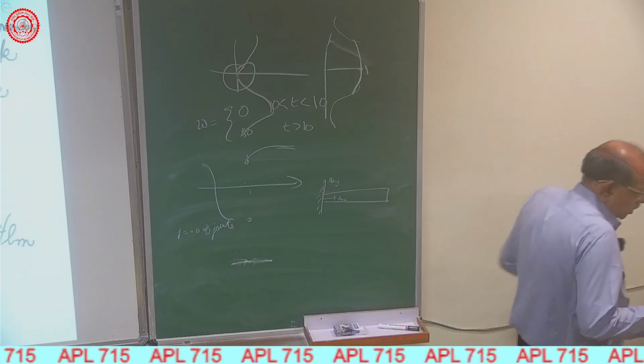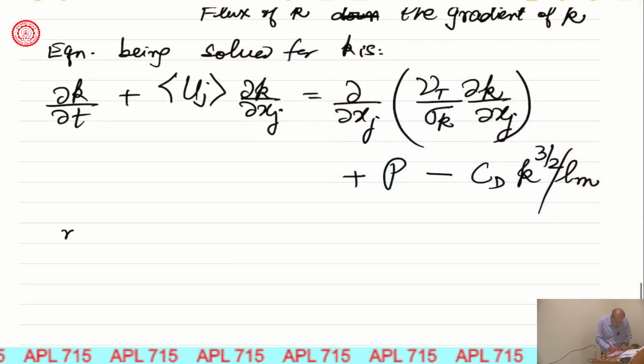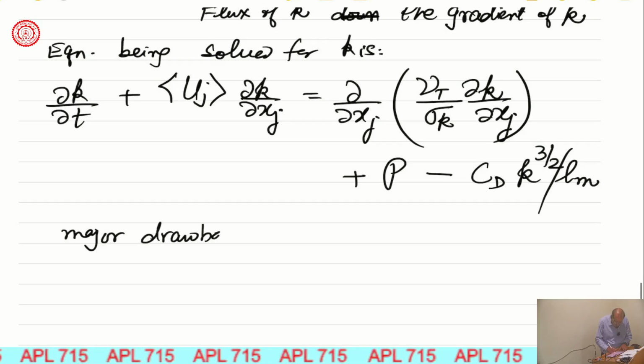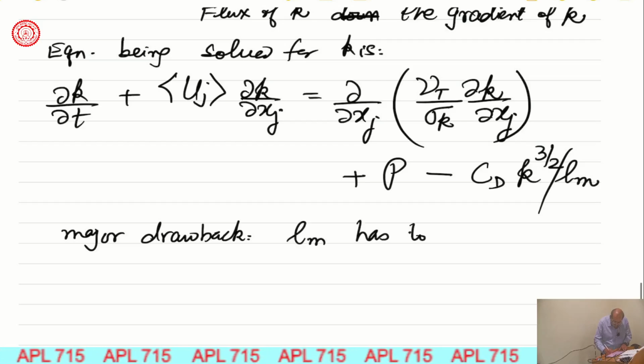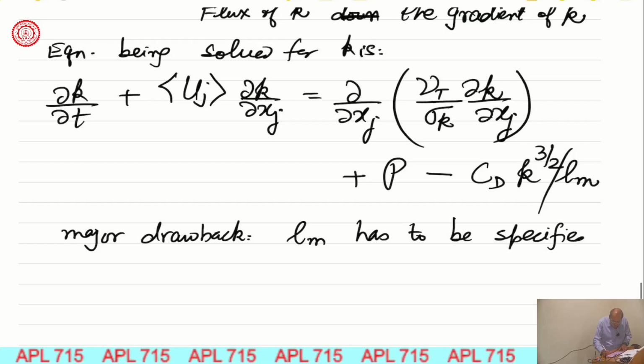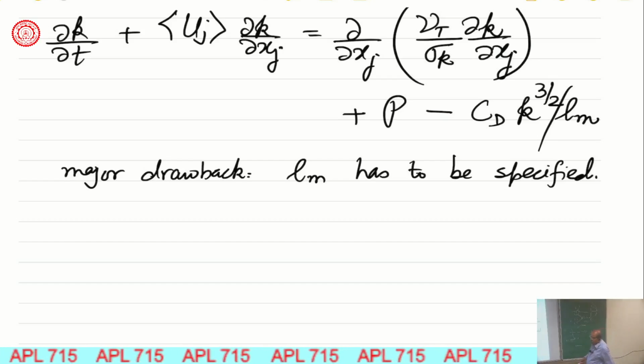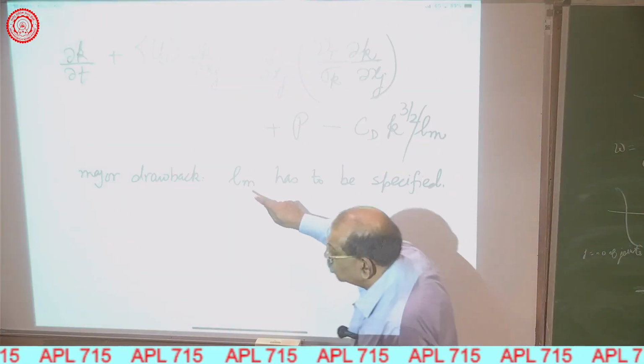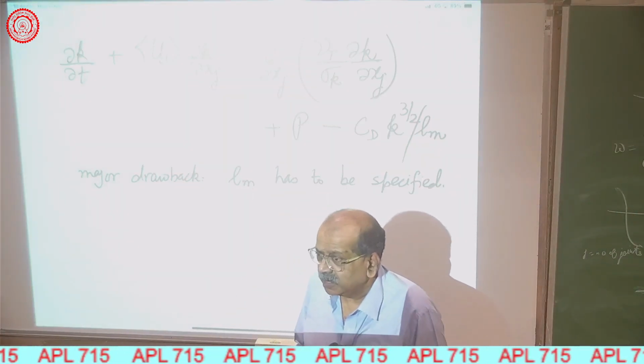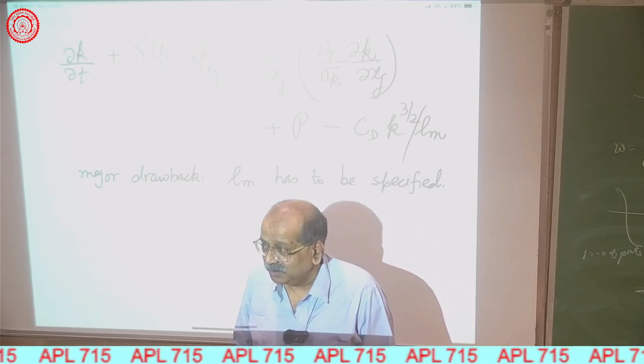The major drawback is Lm has to be specified. So can something be done for this? That means you write an equation for Lm. You have written it for K, now write it for Lm also.